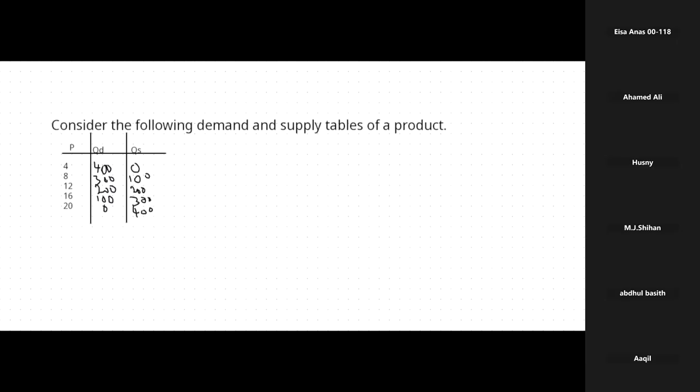Hope you can clearly observe this table. Prices are given 4, 8, 12, 16, 20. QD 400, 300, 200, 100, 0. QS 0, 100, 200, 300, 400.